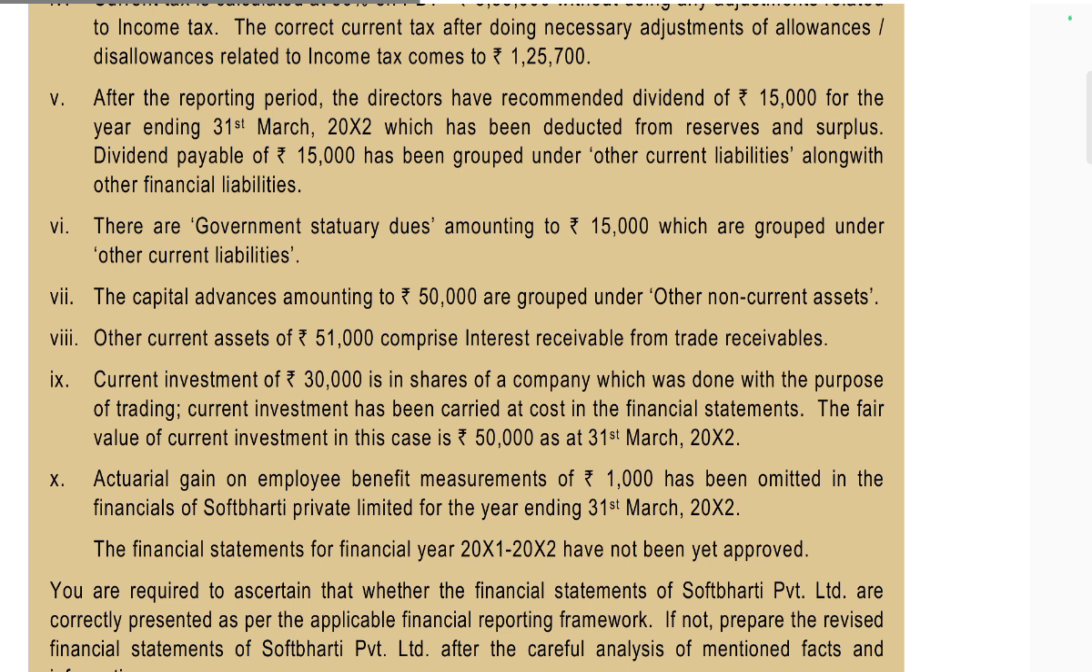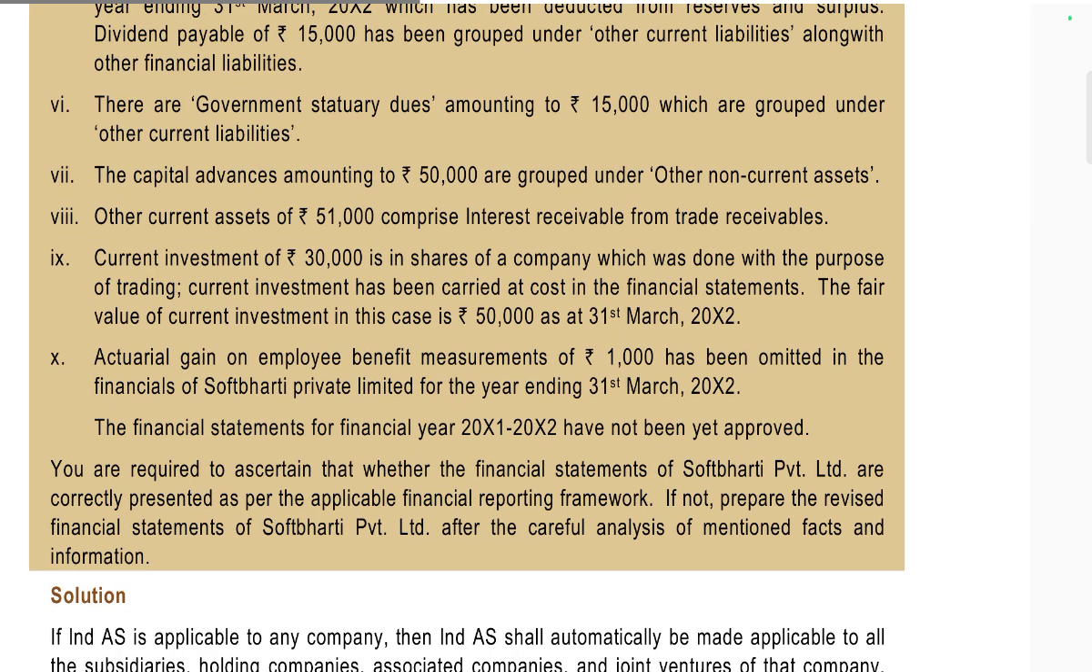After the reporting period, directors recommended a dividend of 15,000 for the year ended 31st March, and it has been deducted from the reserves and surplus. The dividend payable of 15,000 has been grouped under other current liability alongside financial liability. There is a government statutory dues amount of 15,000 grouped under other current liability. The capital advances amounting to 50,000 are grouped under other current assets.